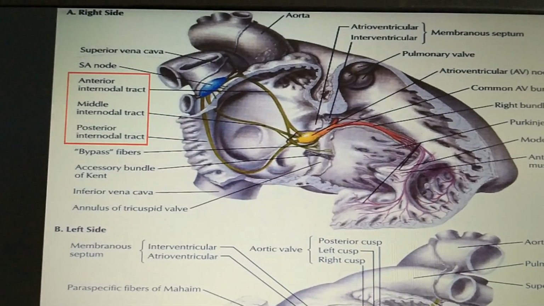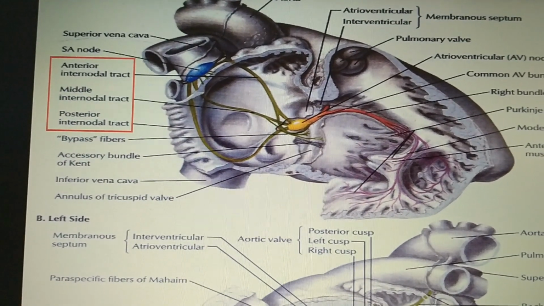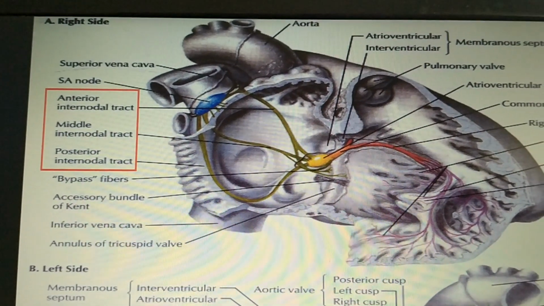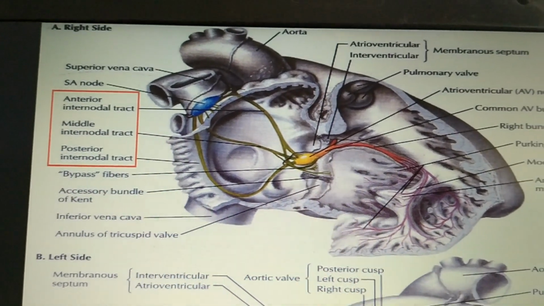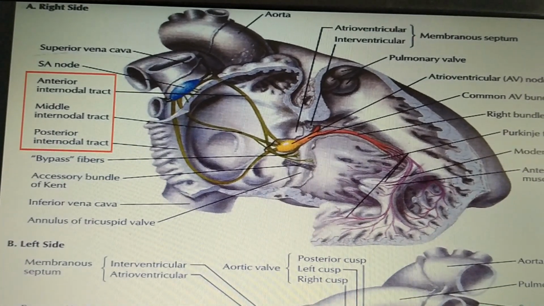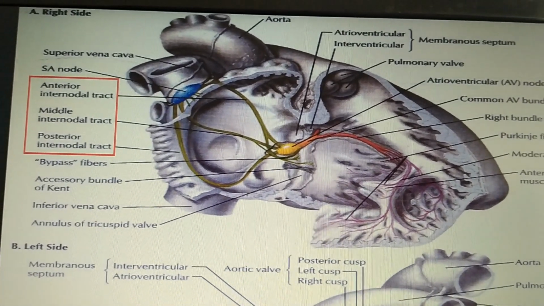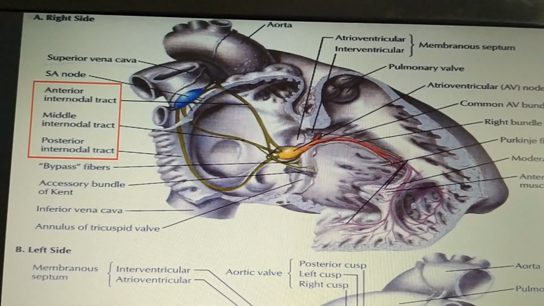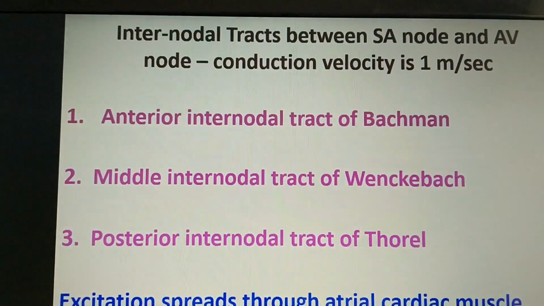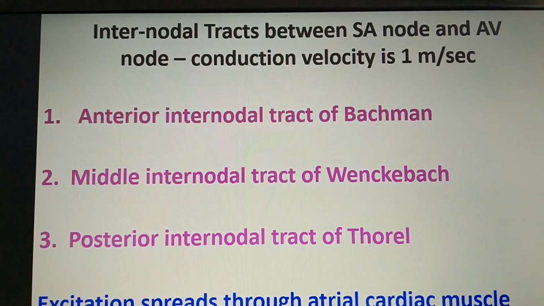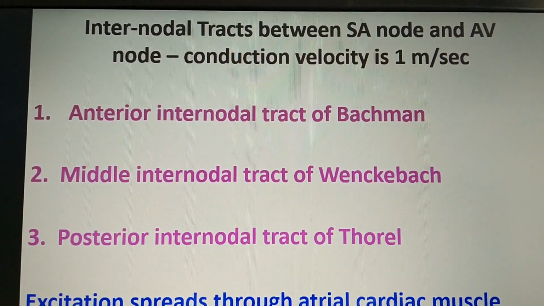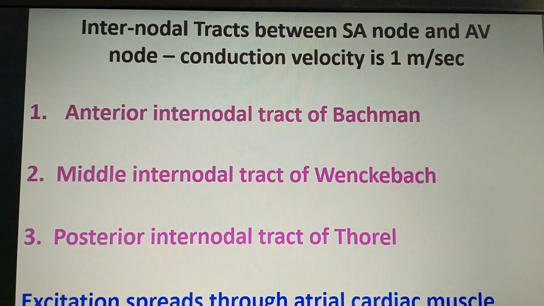Now this picture shows three different internodal tracts, known as the anterior, middle, and posterior internodal tracts, emerging from the SA node and reaching the AV node, crisscrossing through the atrial musculature. These internodal tracts are also known as the anterior tract of Bachmann, the middle tract of Wenckebach, and the posterior internodal tract as the tract of Thorel.